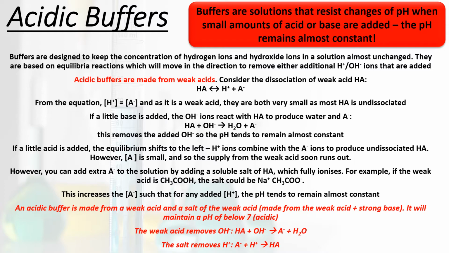Acidic buffers are made from weak acids. So if we consider the standard dissociation of a weak acid, HA, remember that the equilibrium lies well to the left. Weak acids are only partially dissociated, so we have HA dissociating into H+ and A-. Using our assumption of a weak acid, we know that our H+ concentration is equal to our A- concentration, and that they are both very small because it's a weak acid and therefore mostly undissociated.